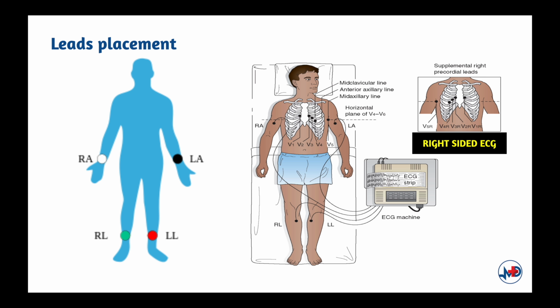V1 at the 4th right intercostal space by the sternal border, V2 at the 4th left intercostal space by the sternal border, V4 at the 5th left intercostal space mid-clavicular line, V3 in between V2 and V4, V5 at the 5th left intercostal space anterior axillary line, and finally V6 at the 5th left intercostal space mid-axillary line. A complete set of right-sided leads is obtained by placing leads V1 to V6 in a mirror image position on the right side of the heart.